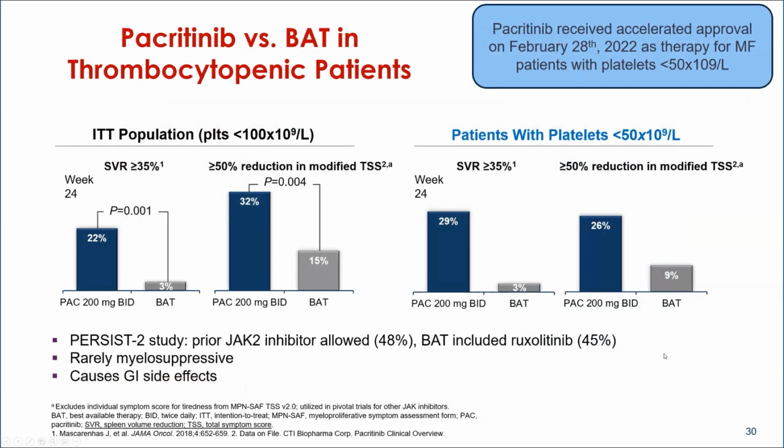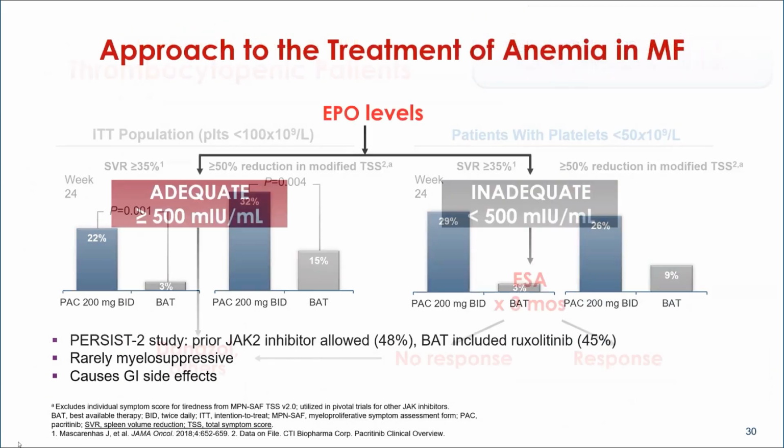So a 26 to 29% response rate with pacritinib is expected, and it's better, as you can see, than conventional best available therapy in these patients. This is why this drug was approved in an accelerated way. The phase 3 randomized study is underway in patients with platelets below 50, comparing pacritinib versus best available therapy. It's global, but we already have the ability to prescribe pacritinib, so please remember that.